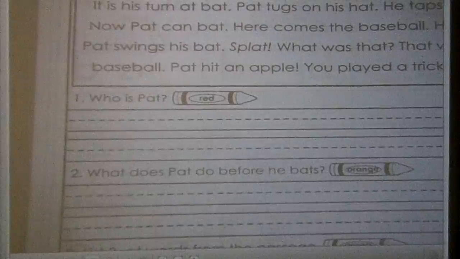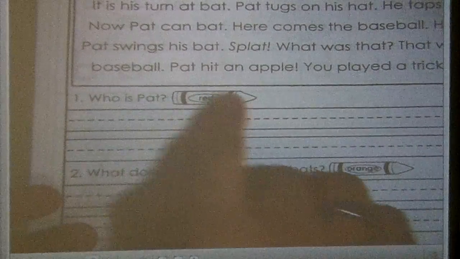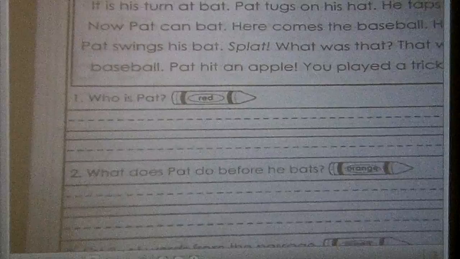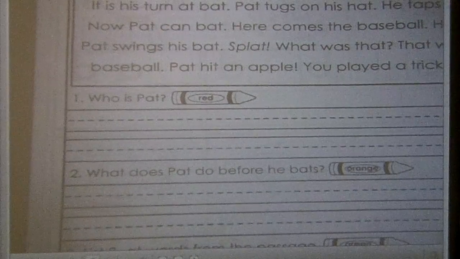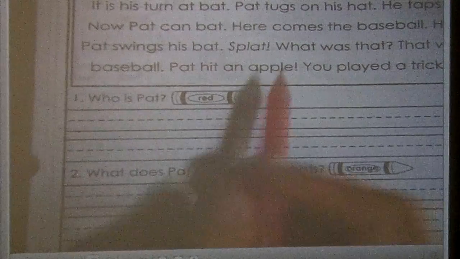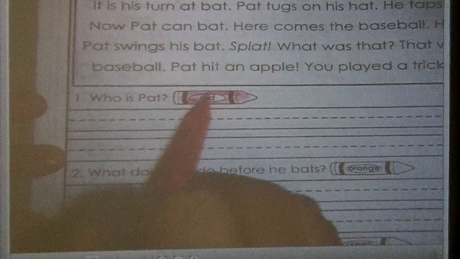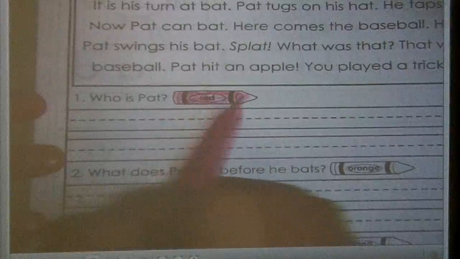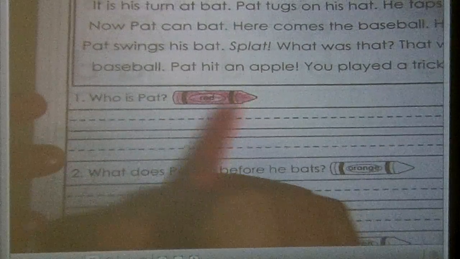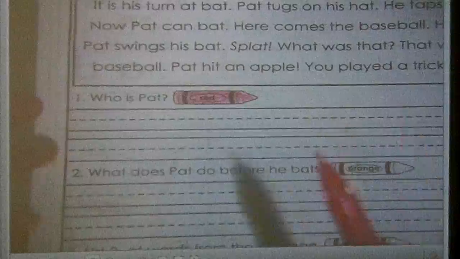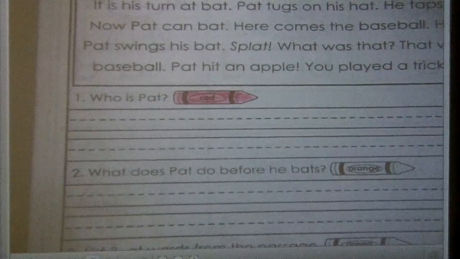Who is Pat? And then you see this color word right here. And the color word is red. So what we're going to do is color this crayon red. If you do not have crayons at home, that is okay. Don't worry. You can use markers.